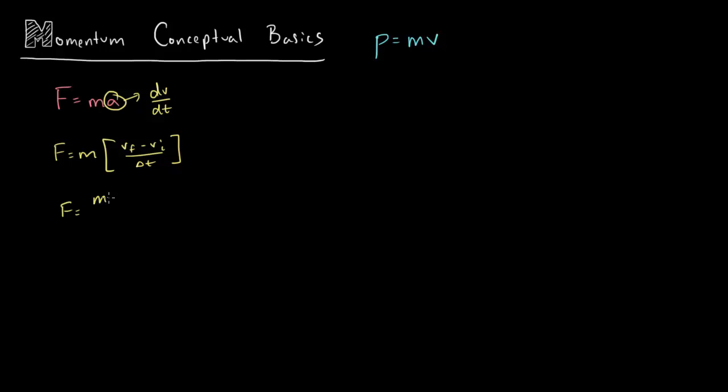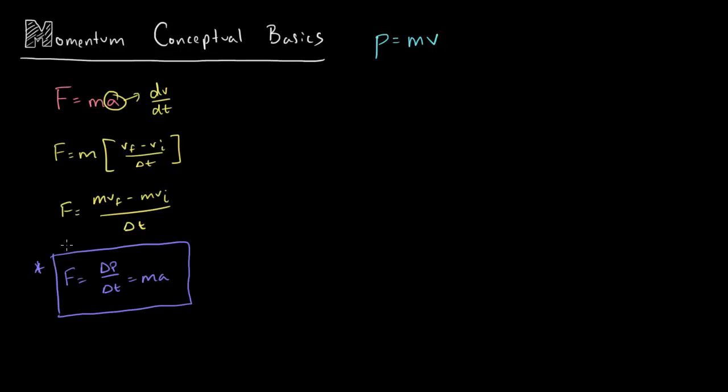It looks like mv final minus mv initial over change in time. And from up top we already know that mv is our momentum, so force is going to equal change in momentum over change in time, which equals mass times acceleration. I think that's really neat, and actually I found out that Newton made his second law relationship in respect to momentum, not mass times acceleration. So that's kind of neat, and that's how momentum comes about.